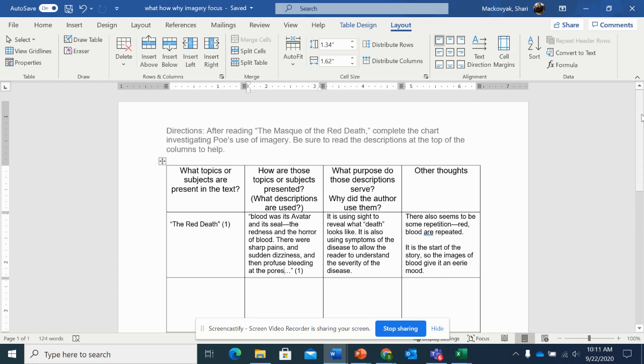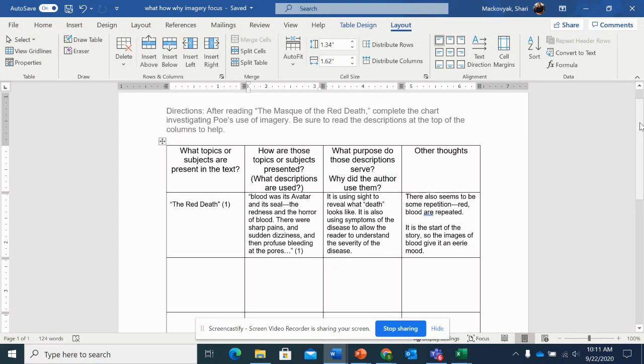So this demo is going to show you and explain in a little more detail how to complete a what, how, why for the Mask of the Red Death. Our focus is Poe's use of imagery. So really what we're trying to do is investigate that very deeply and very narrowly.